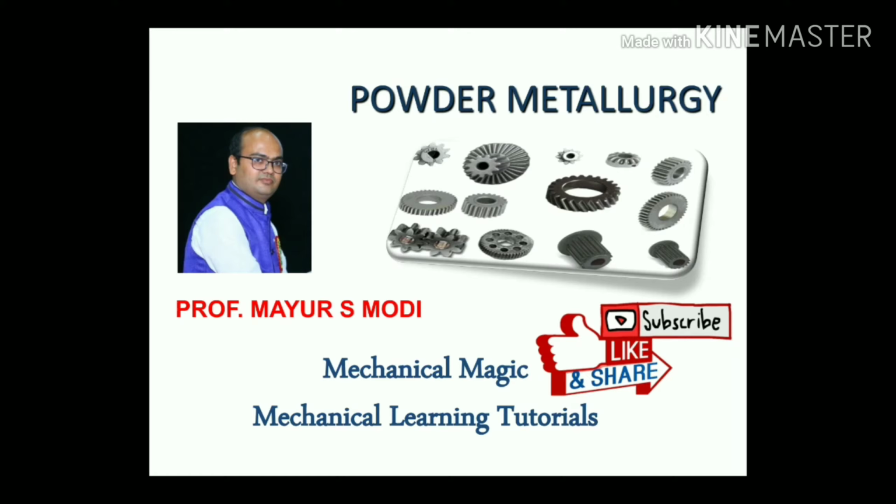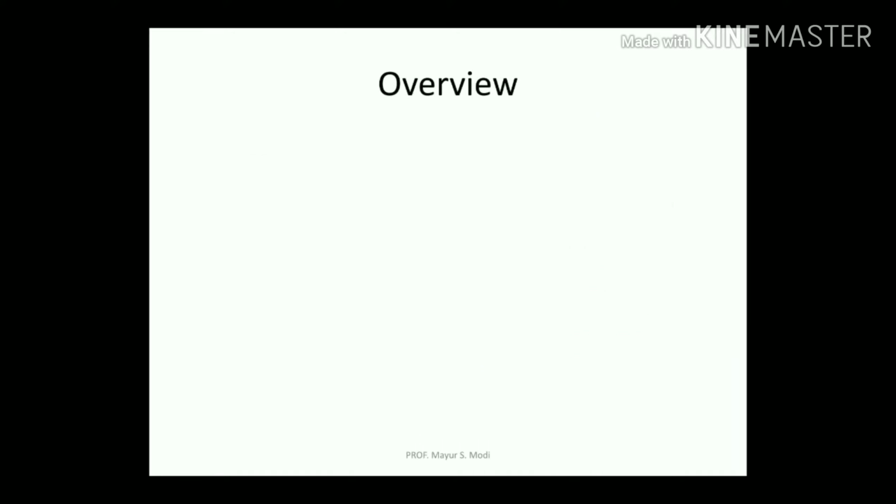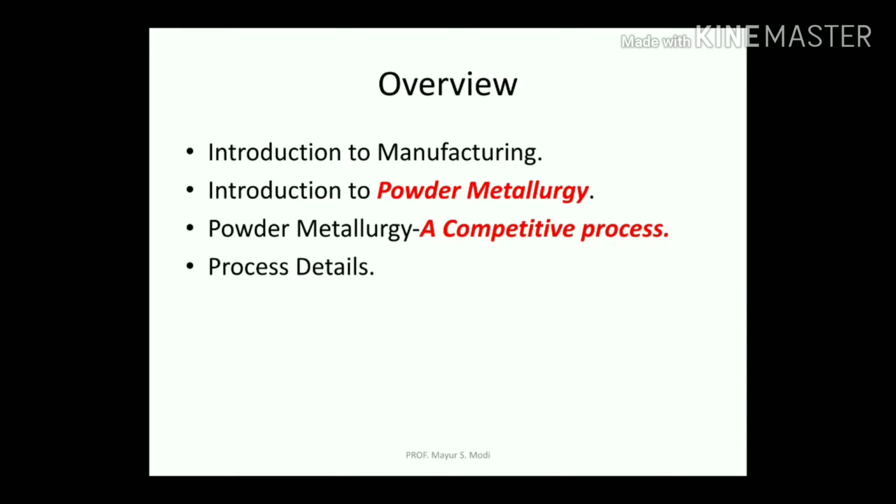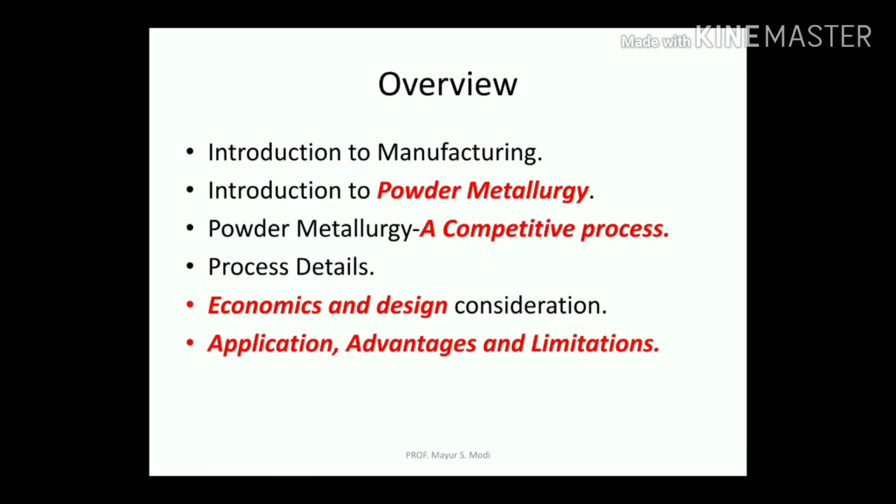Today we will be discussing the powder metallurgy process, which is used for converting raw material into finished products. So let us start with the overview of the contents. Introduction to manufacturing, introduction to powder metallurgy, powder metallurgy as a competitive process, details, economics and design considerations, application, advantages and limitations of powder metallurgy.